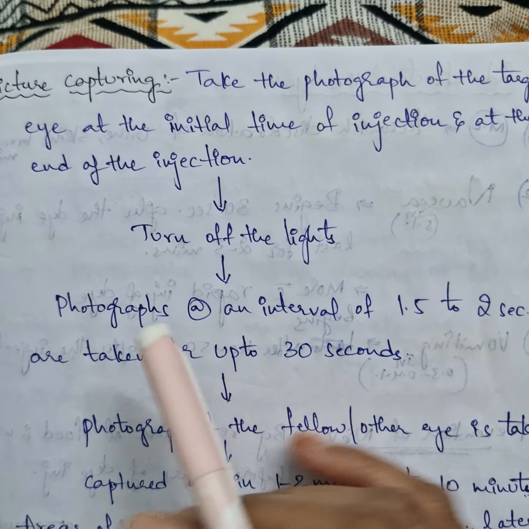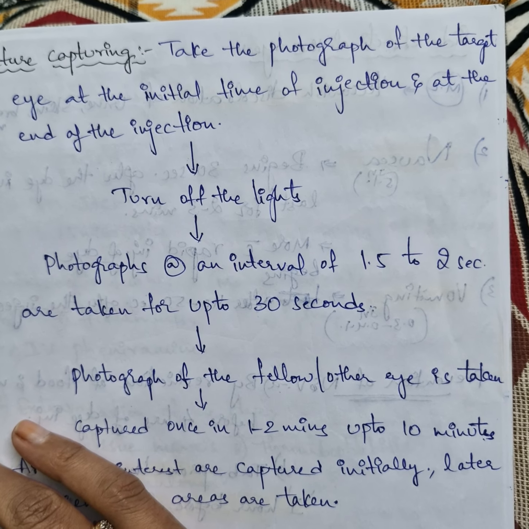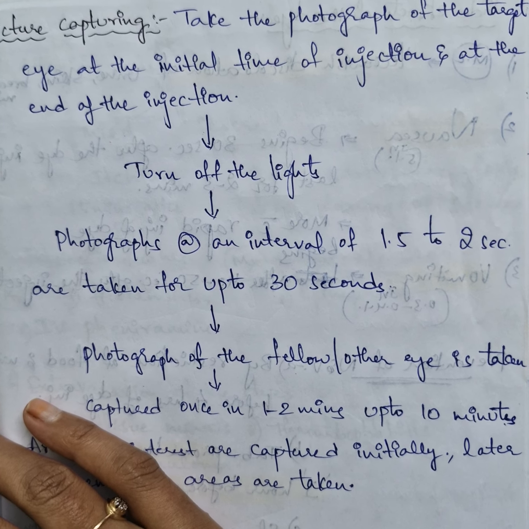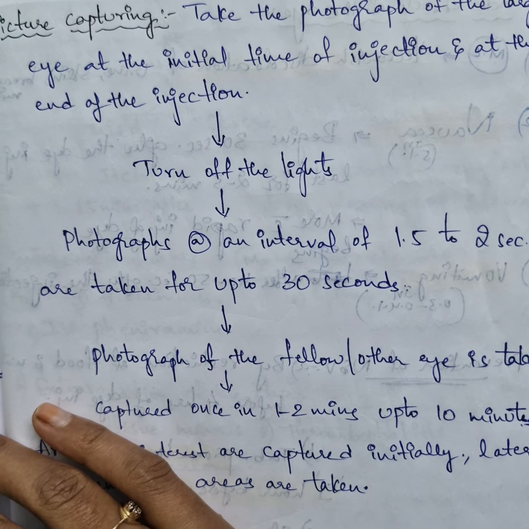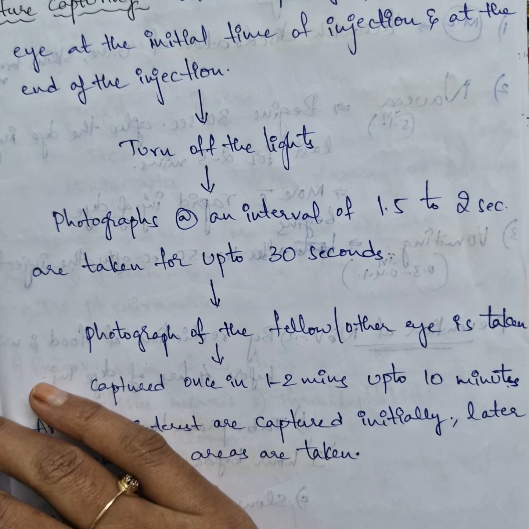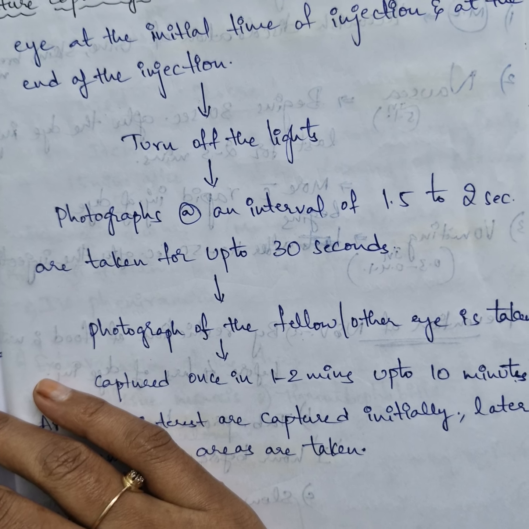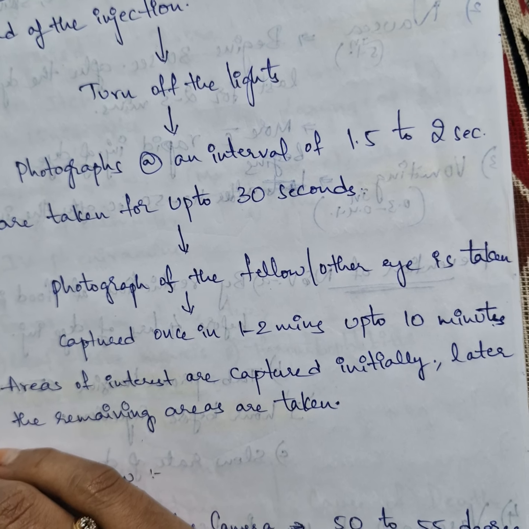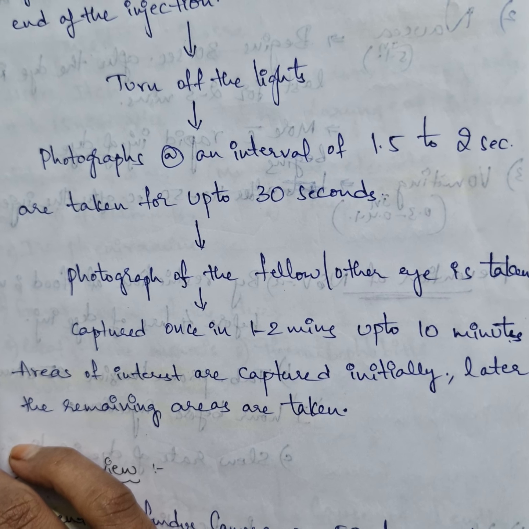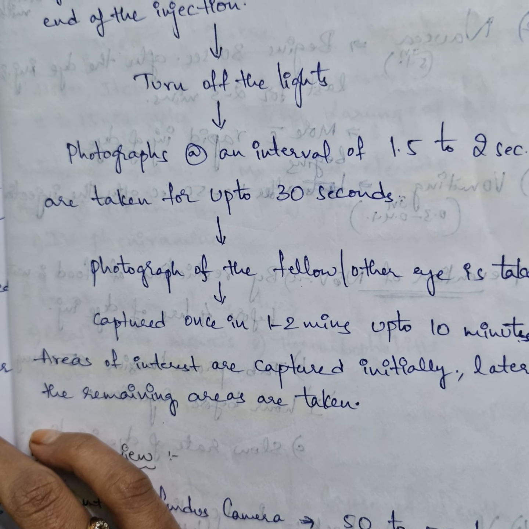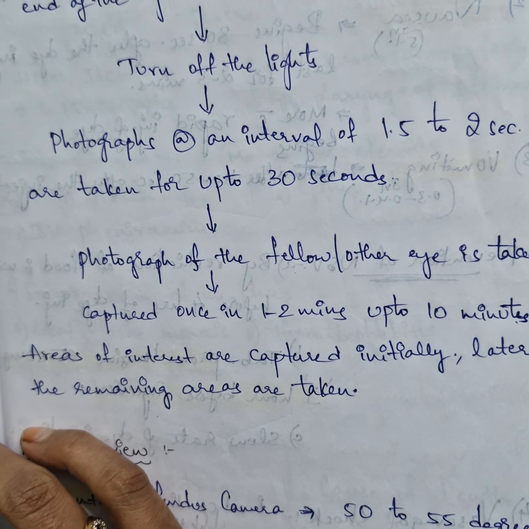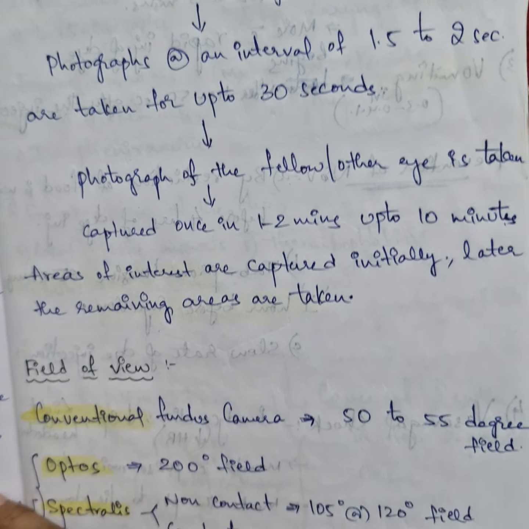Coming to picture capturing. First we'll take the photograph of the target dye at the initial time of injection and at the end of the injection. We'll first turn off the lights, and photographs are taken at an interval of 1.5 to 2 seconds for up to 30 seconds. Then the photograph of the other eye, or the fellow eye, is taken, and it is captured once in 1 to 2 minutes up to 10 minutes. The areas of interest are captured initially, and later the remaining areas are taken.